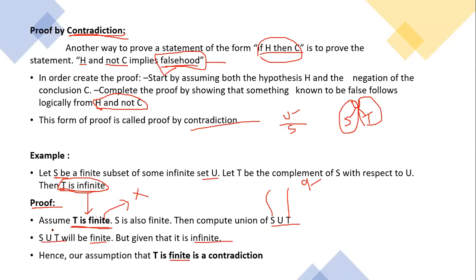But S union T is nothing but the whole set, the set U. This is not finite. In the given statement, it is infinite. But by combining both, it would be finite. So it is wrong, so our assumption is wrong. The given is true. This is the contradiction.